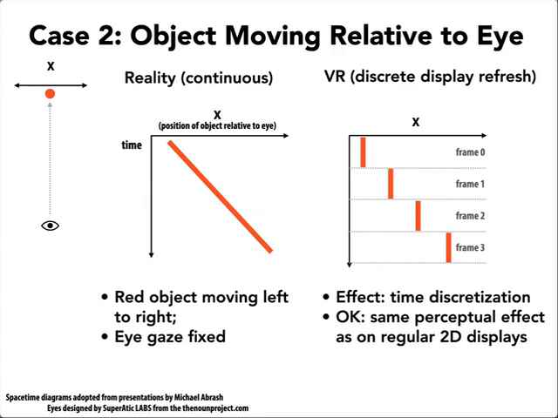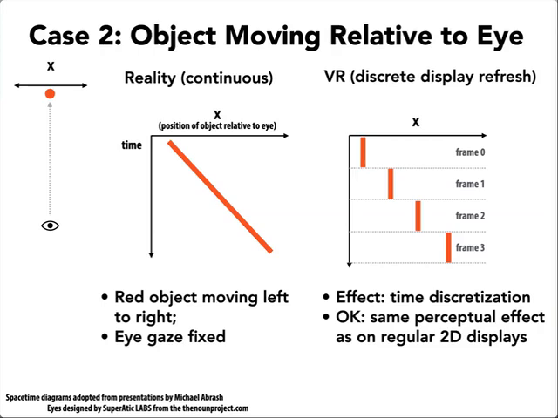This is the effect of time discretization, but it turns out that this actually looks fine. If you reason about it, this is the same perceptual effect that you would get if you just saw a red moving ball on a regular 2D display. Anytime you see a movie in which you're looking at one location and some kind of red ball moves across the screen, you end up with a space-time diagram that looks very similar to this. We don't really have problems with that when looking at normal displays, and you wouldn't really have a problem in the same way when you're looking in VR.